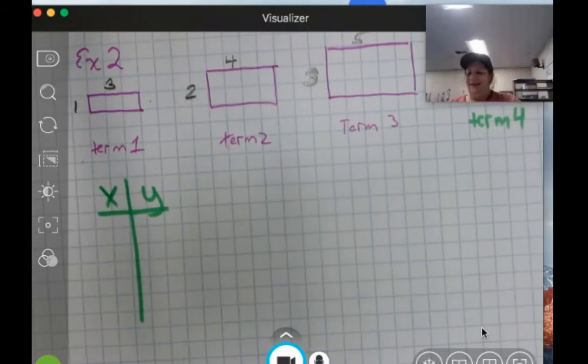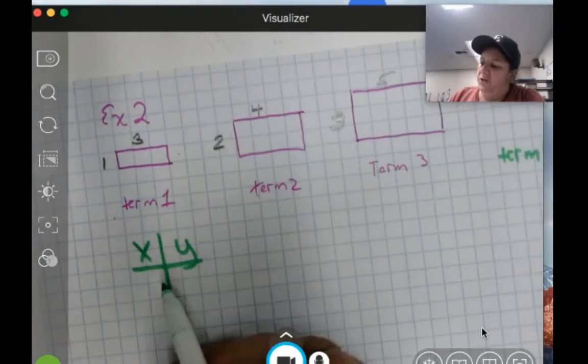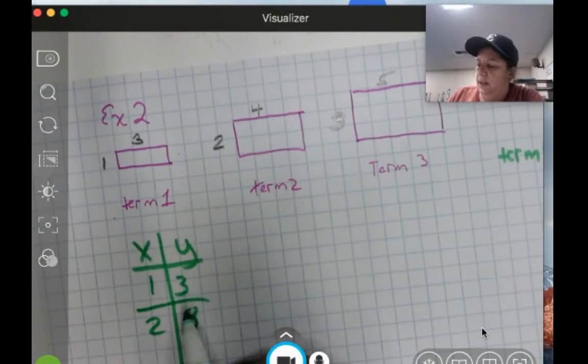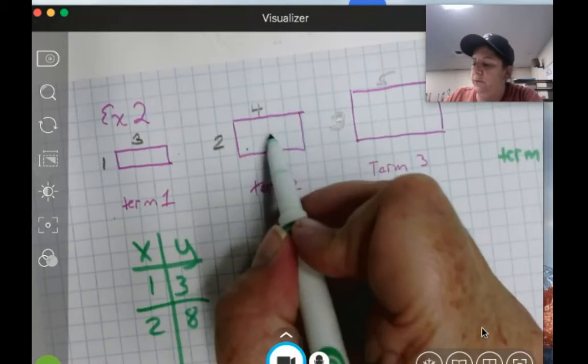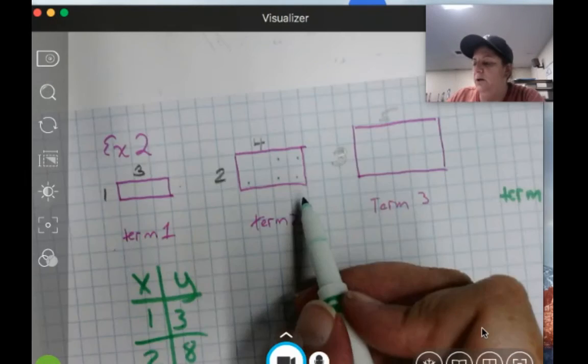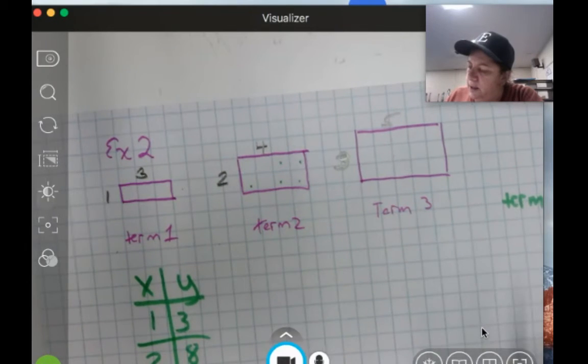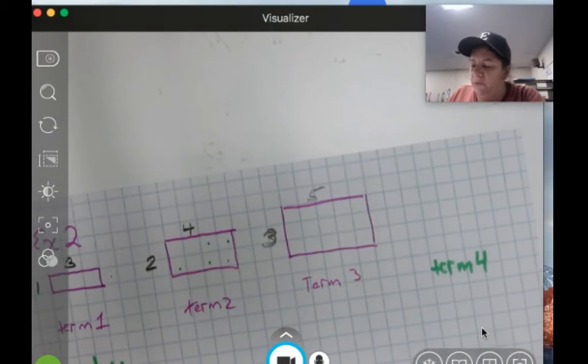You're back. And you figured all this out, right? So you would be like, hey, it's 1, 3. It's 2, 8. And you could either count 1, 2, 3, 4, 5, 6, 7, 8, or you'd be like, oh, duh, 2 times 4 is 8, right? Length times width, base times height. 3 times 5 is 15.